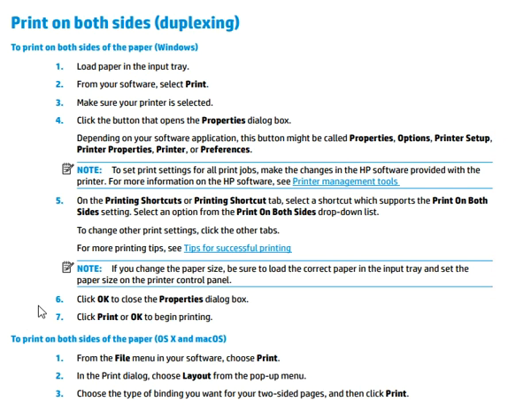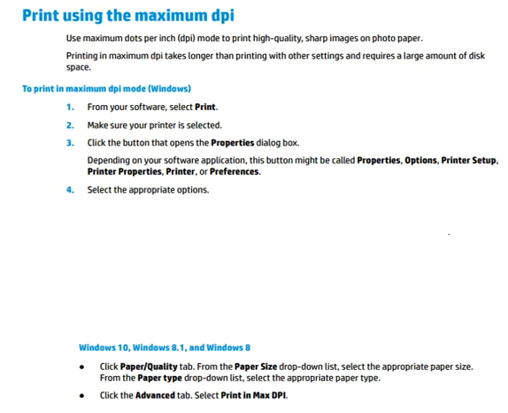Now let's move to the next step, which is to print on both sides of the paper on OS X and macOS. There are 3 steps available for the same. You can see on the screen.